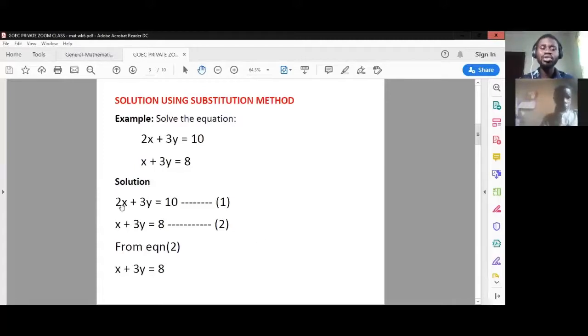Okay, now, where the substitution method comes in is this. Now you look at these two equations very carefully. Here we have 2x plus 3y equals 10. Here we have x plus 3y equals 8.